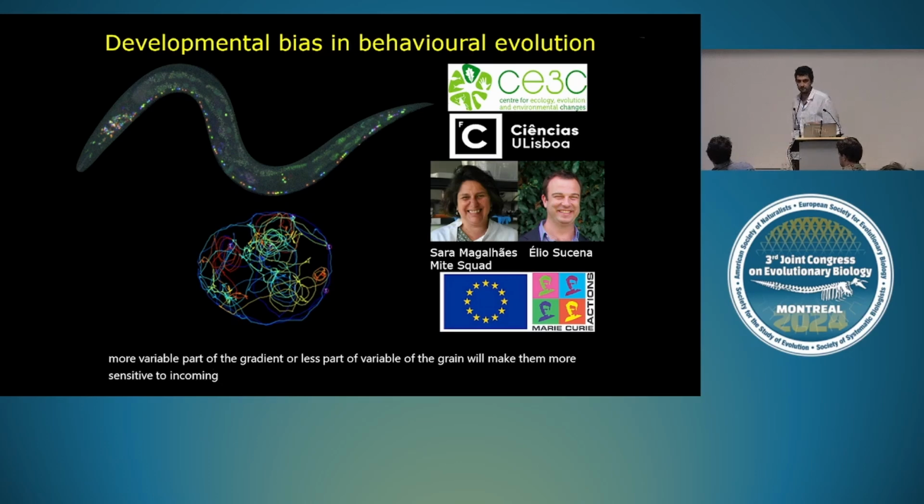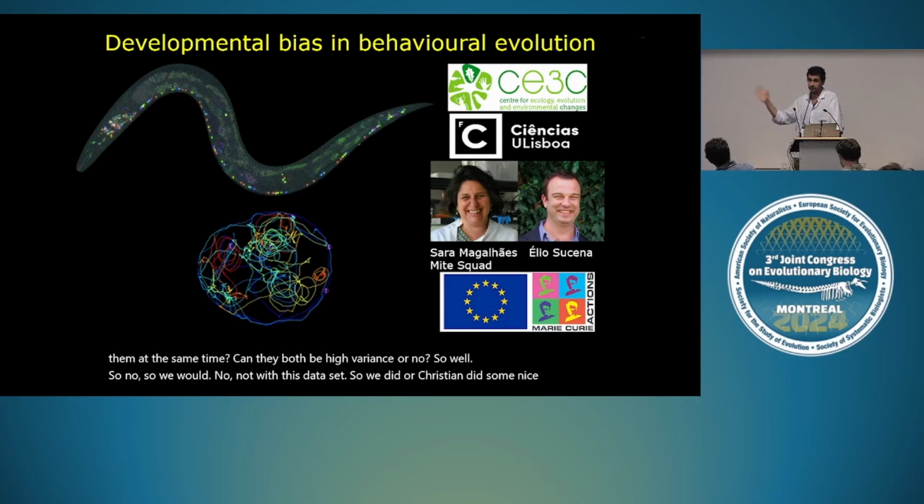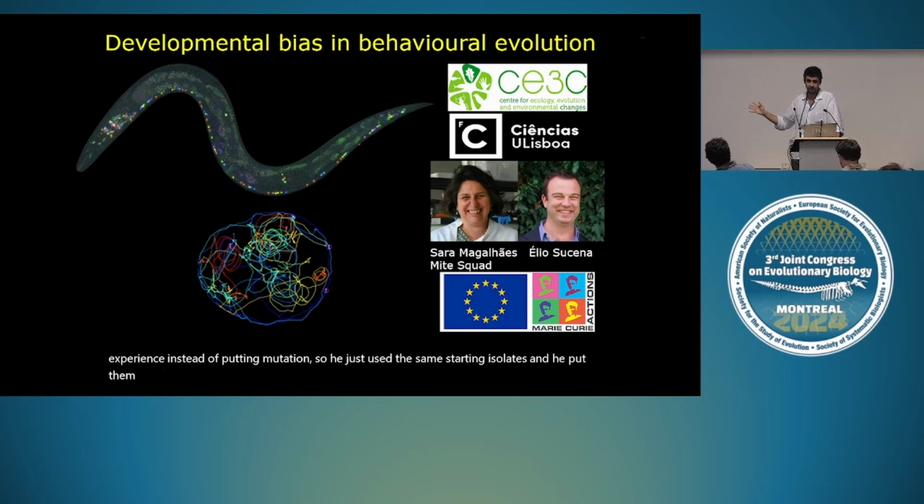Does this mean that you can't change both of them at the same time? Can they both be high variance or no? So what we have observed, no, not with this data set. But Christian did some nice experiments where, instead of putting in mutations, he just used the same starting isolates and put them into 40 or 50 different environments, just to see how well they would match. And in the case of C. briggsae, we do see in some environments that both cells start changing.